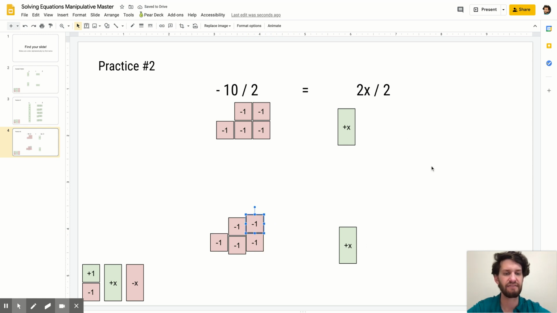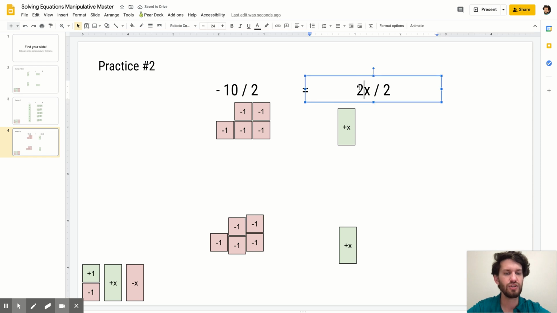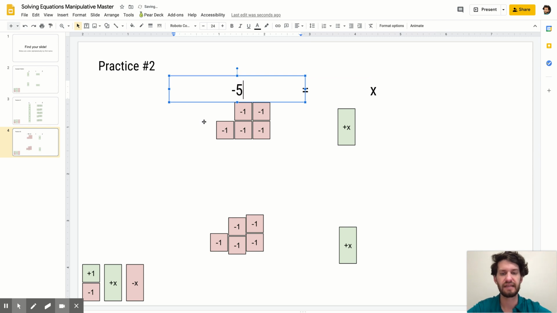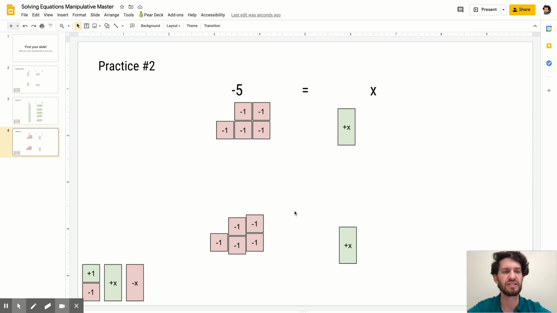That's even. So I have 2 even groups. 2x divided by 2, one group of x gives me one group of negative 5. Negative 5 equals x is the solution to this problem.